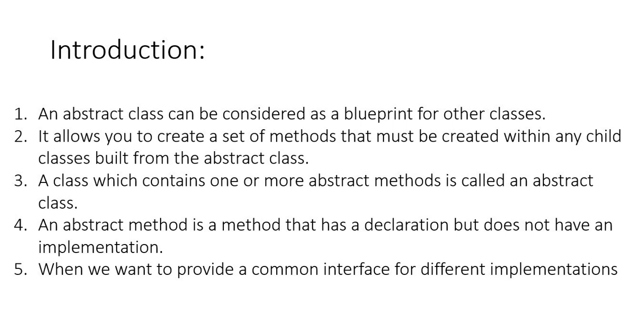Their definition can be done in the classes that inherit from that abstract class. An abstract method is a method which has a declaration but does not have an implementation. Only their declaration or signature will be made in the abstract class, but the implementation will not be done. Their definition will always be done in the child class.